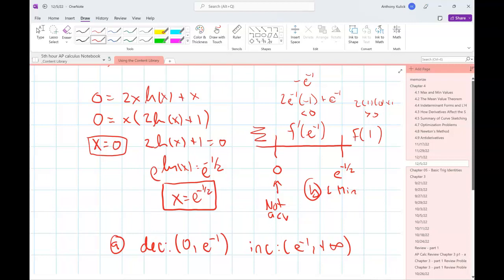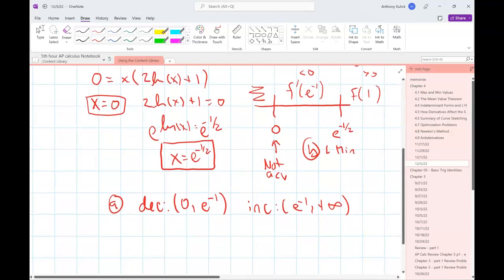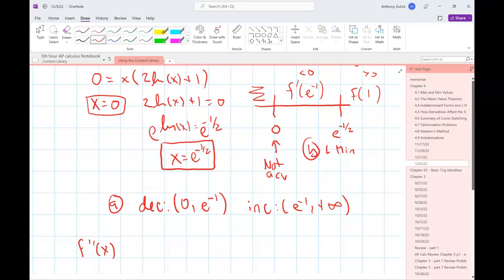Mackenzie, still doing okay? Okay, to do part C, I need the second derivative. Oh, yeah, thank you. Yep. Just typoed. Oops-a-daisy. Great catch. I love the eye for detail. Natural mathematician there.